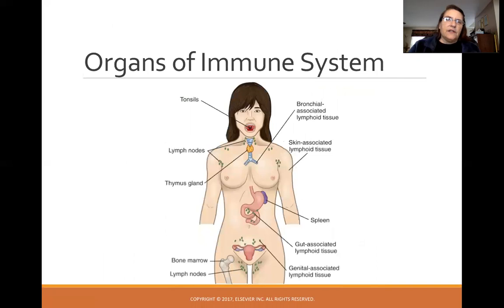Let's look at the immune system, the organs of the immune system. We have tonsils, we have lymph nodes all over. We have the thymus gland. The bone marrow gets involved. We have genital associated tissue. We have the spleen. There's lymph tissue in the gut, also in the skin, and we have some bronchial associated lymph tissue.